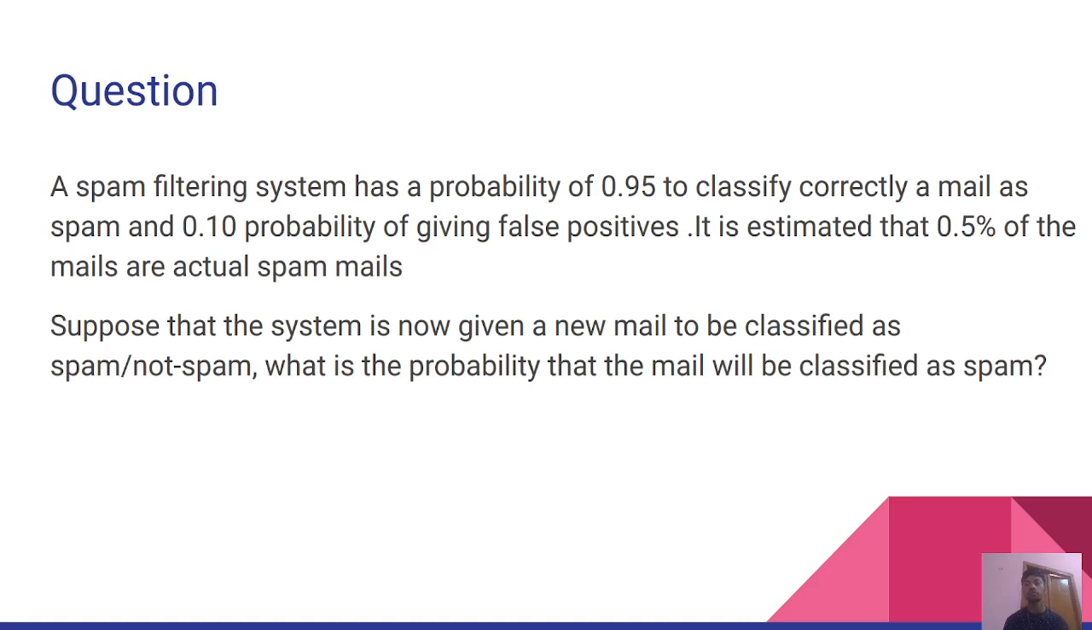So we don't know whether the new email is spam or not spam, given we don't know anything about this new email, and we have the probability of correctly predicting a spam is 0.95 and the probability of false positive is 0.10. Then what is the probability that it will be classified as spam? Okay, I'll give you some time if anybody wants to calculate the results.